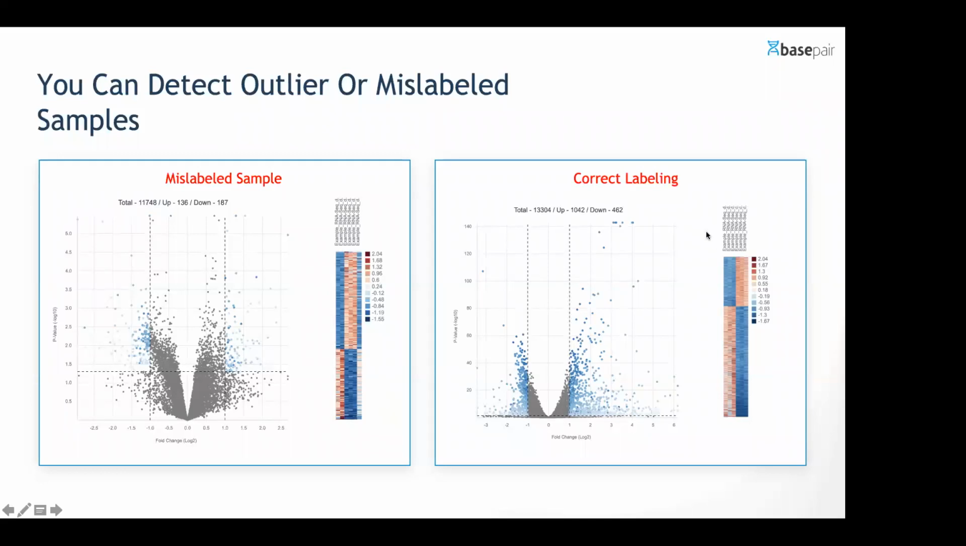And you can actually have the same scenario if the sample maybe wasn't mislabeled, maybe it was an outlier, and so that's why you should consider maybe just removing it.